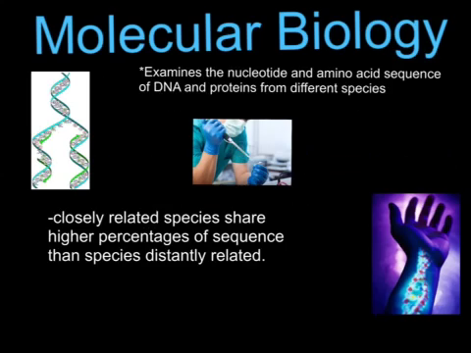Finally, last slide. Molecular biology. The first thing that should pop out is DNA. This examines the nucleotide and amino acid sequences of DNA and proteins from different species. Closely related species share higher percentages of sequence than distantly related species. So no matter how different you look, you might be similar DNA-wise. Take for example, there's this example of squirrels that are very similar, but their DNA shows that they're very distant.